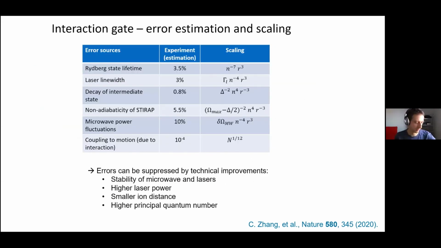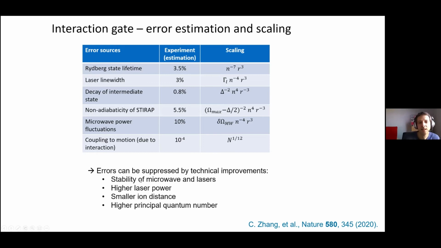So here is a little bit of an error budget of this gate operation. The Rydberg state lifetime at the moment, since it's still 700 nanoseconds, gives an error of something like 3.5%. But by going to higher Rydberg states, we get a longer lifetime of the Rydberg levels and at the same time a higher interaction strength, which makes it faster. So by going to higher Rydberg states and bringing the ions closer together, we think that we can suppress this Rydberg state lifetime error to significantly below 1%.